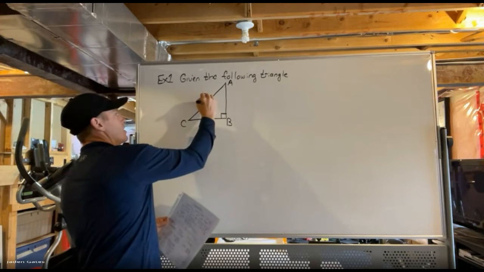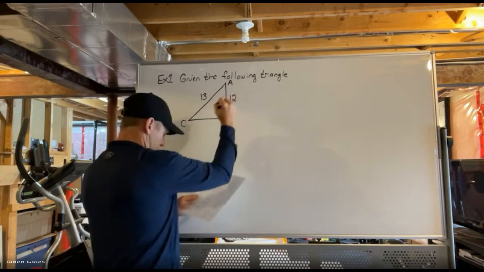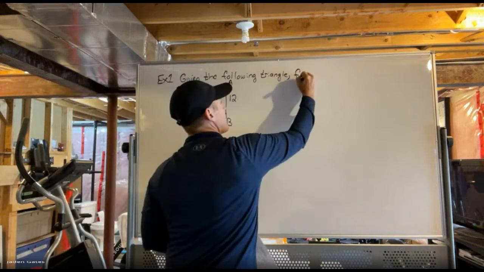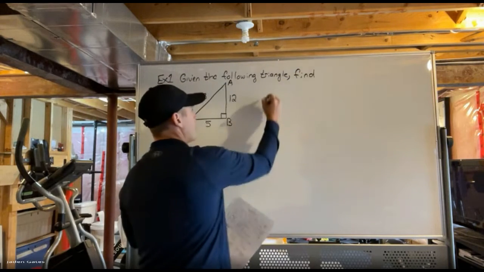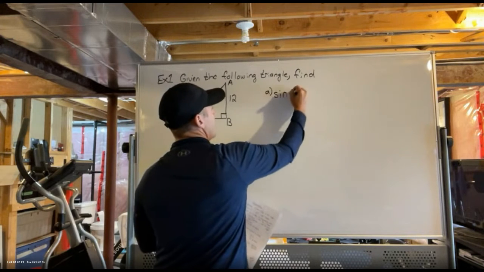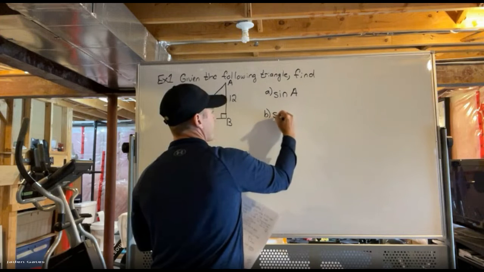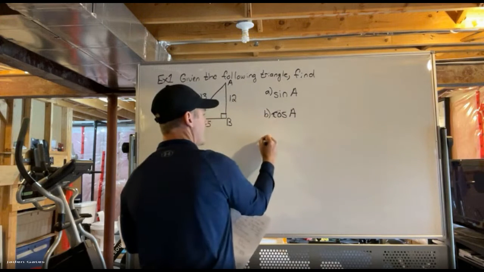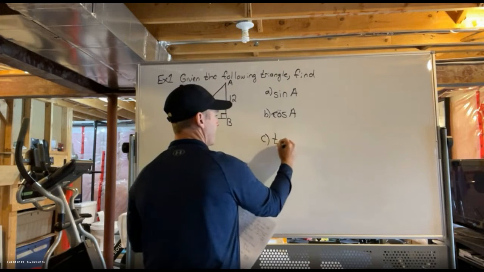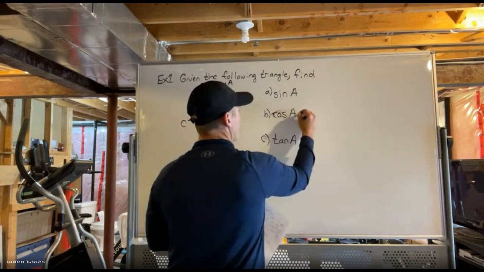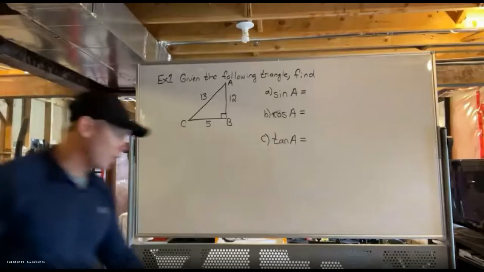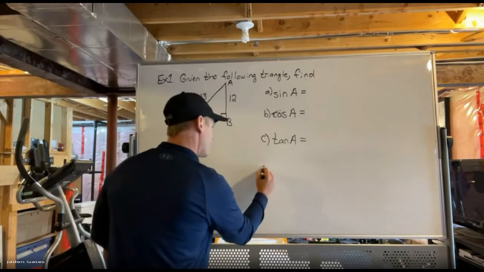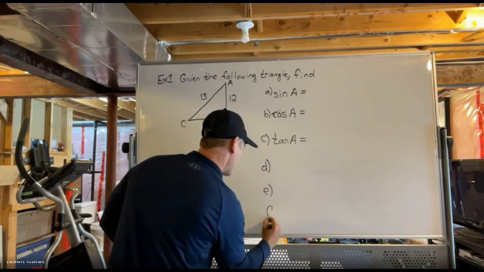And I'm going to say this side is 13. This one here is 12. And this one here is 5. And I want to find, first off, sine A, then cos B, and tan A. So I want to find those ratios. And then we're going to do a DEF here. I'm just going to leave that for now, but we'll get to that.